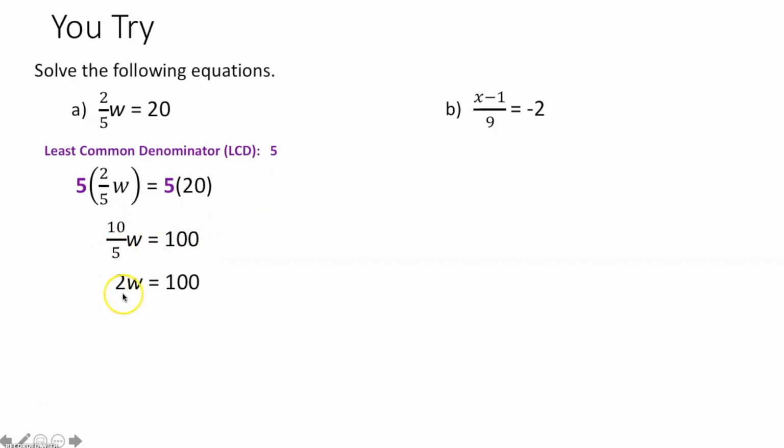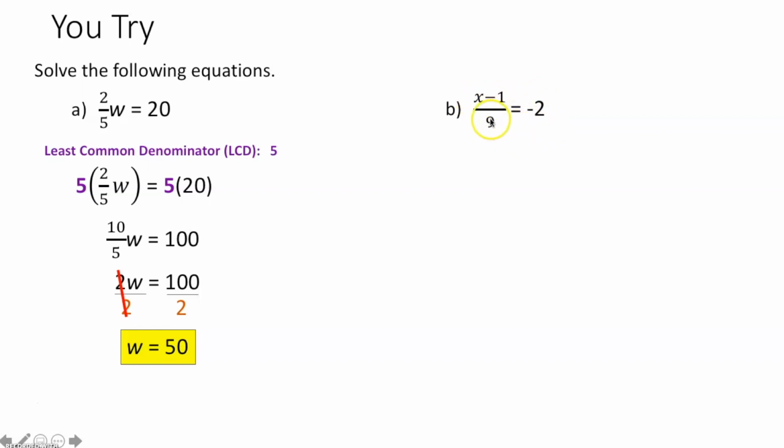Now again, get all the constants to the right by moving this 2. How do I do that? It's 2 times w, so I do the opposite, the inverse. I divide both sides by 2. These are going to cancel each other out, and I get w is equal to 50. And I'm done. Part B, simplify, move, solve. Can we simplify this? No. This has an x, this doesn't. This is already simplified, done.